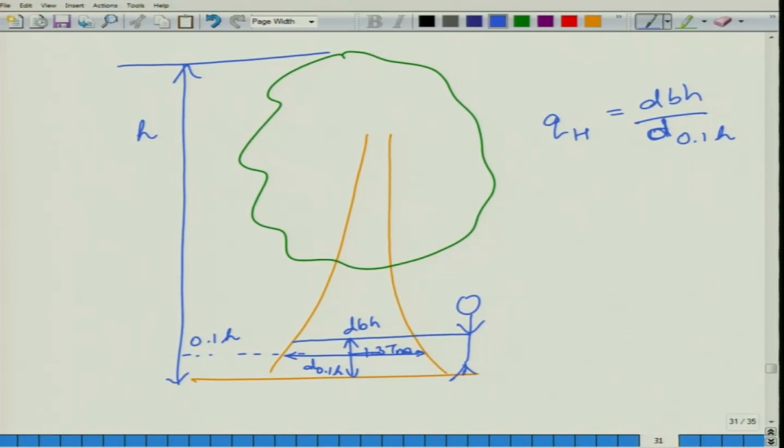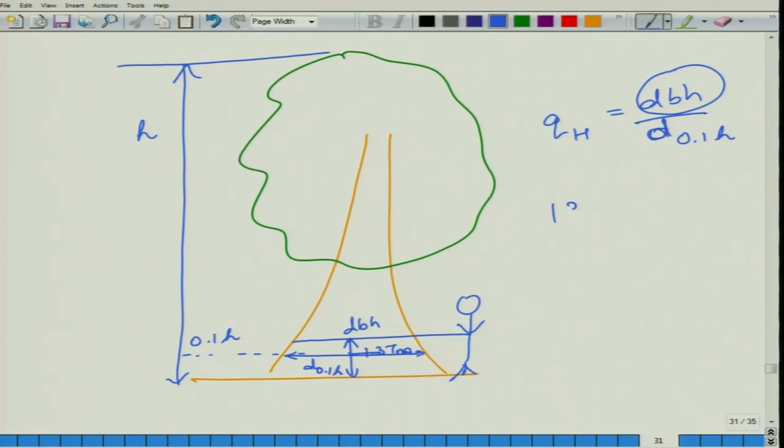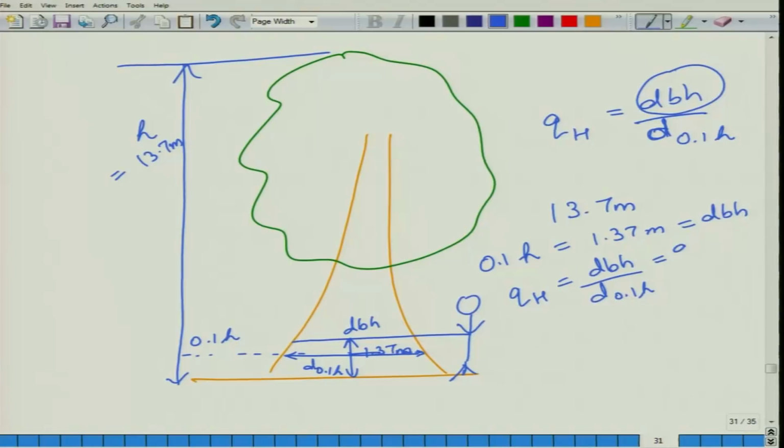Now, remember that in the previous form quotients we had taken dBH in the denominator. So, this is the only form quotient that is taking dBH in the numerator, and this form quotient is highly affected by age. So, suppose the height of the tree is 13.7 meters. What would be the Hohenheim's form quotient in this case? So, h is equal to 13.7 meters. So, 0.1 h is equal to 1.37 meters, which is equal to dBH. So, the Hohenheim's form quotient would be dBH divided by d 0.1 h, which is dBH divided by dBH, which is equal to 1.